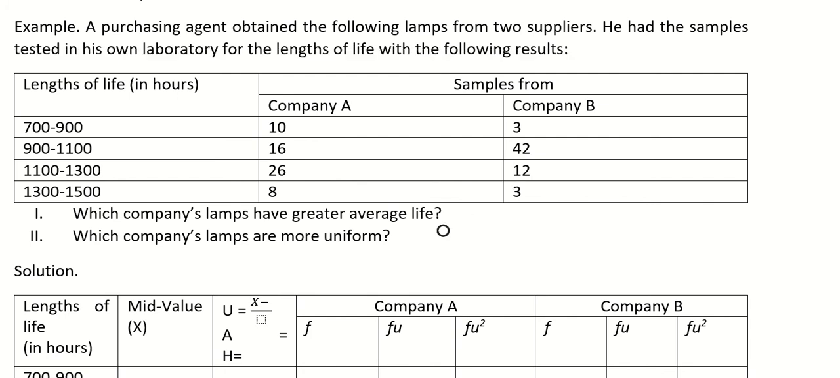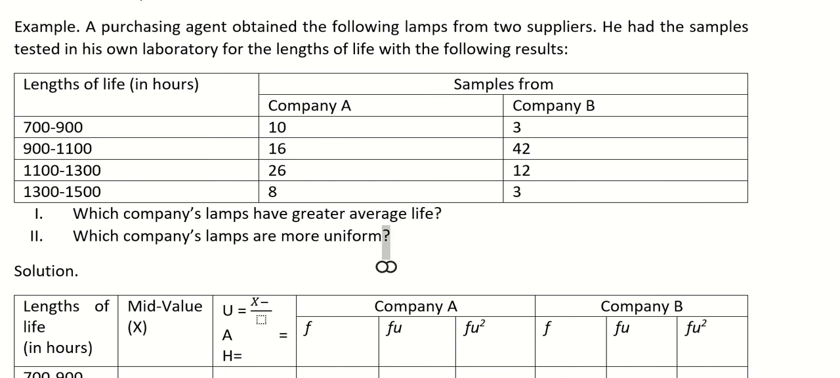So what do we have to calculate? The first thing we have to calculate is which company's lamps have greater average life. So basically we have to calculate the mean here. If we want to calculate which company has a greater average life, it means we have to calculate the mean life of the lamps of both the companies, right?